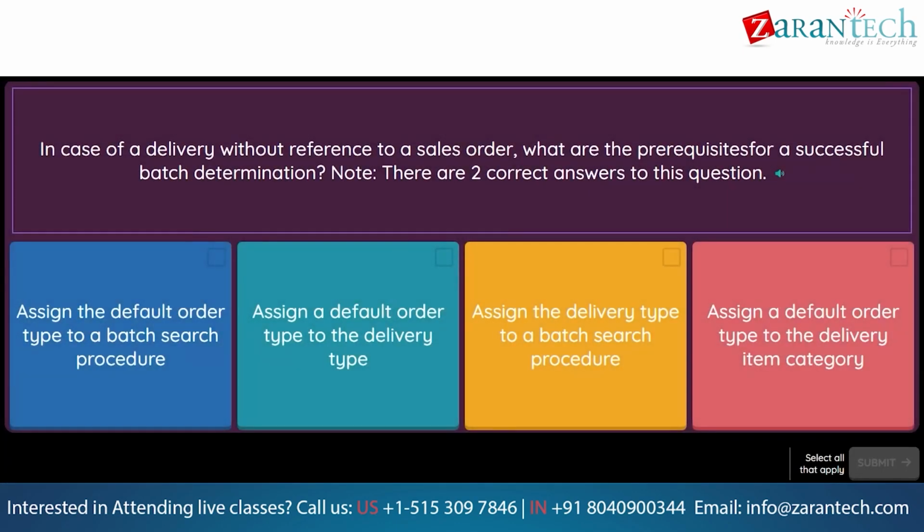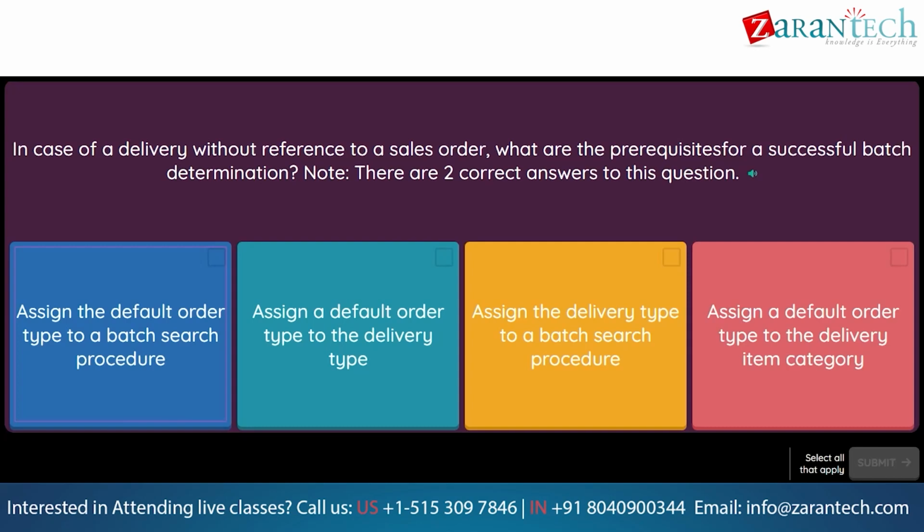Question: in case of a delivery without reference to a sales order, what are the prerequisites for a successful batch determination? Note, there are 2 correct answers to this question. Option 1, assign the default order type to a batch search procedure. Option 2, assign a default order type to the delivery type. Option 3, assign the delivery type to a batch search procedure. Option 4, assign a default order type to the delivery item category.